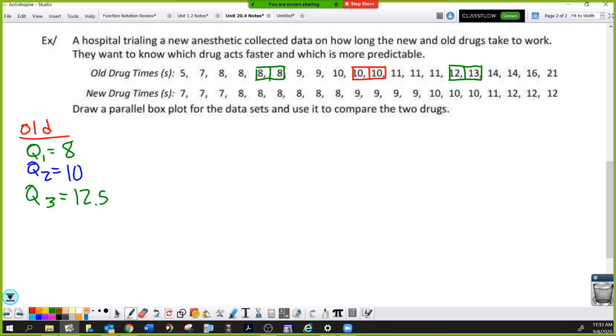Let's see. Color we want to do the new one in. I got a little colorful. I'll do the new one in orange. Q2 for the new one. Same setup. Halfway between these two 9s. Luckily, they stacked the data for us, so I can already see where the boxes are. Q1 is halfway between these two 8s. Excuse me, Q1. My apologies. Q3 is halfway between these two 10s.